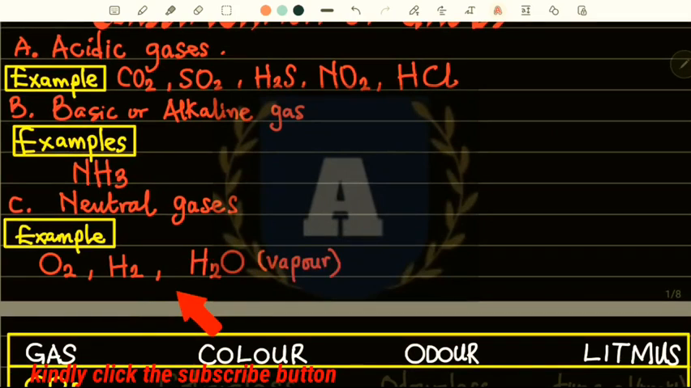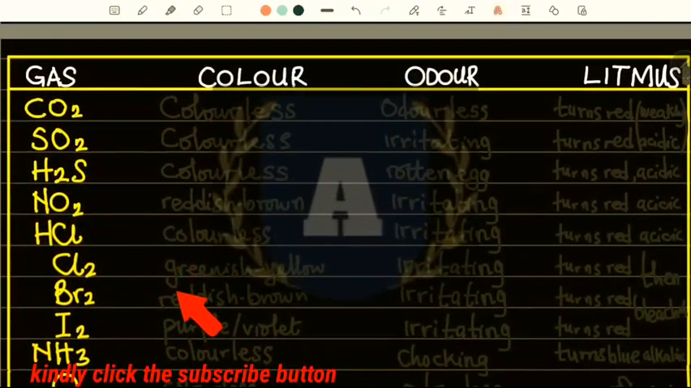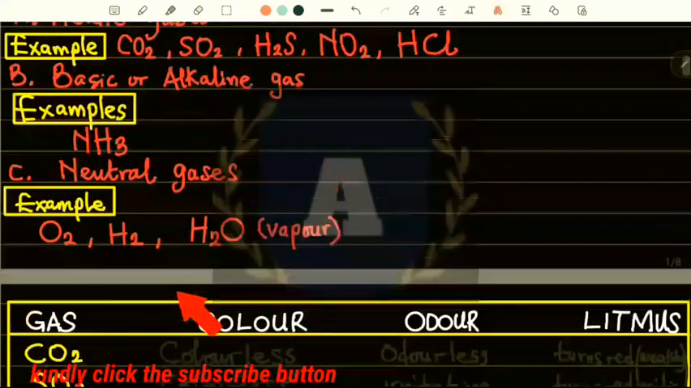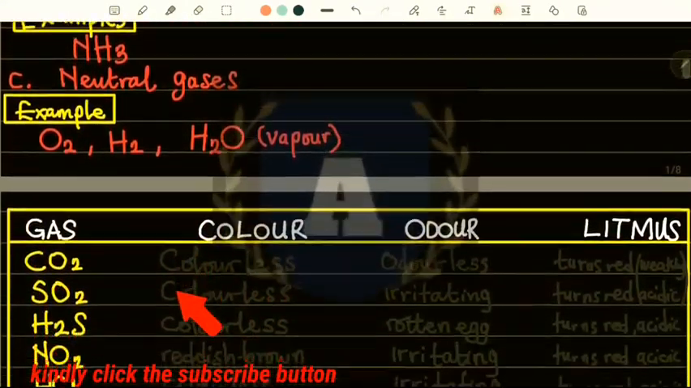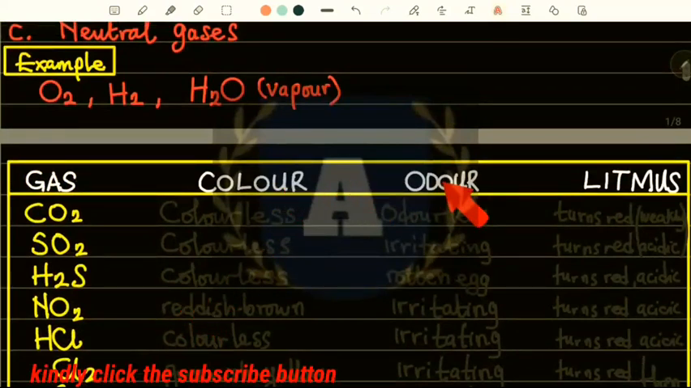So these are gases you could be asked to identify in salt analysis. Now we want to look at the characteristic features of each of these gases. We look at their color, their odor, and their action on litmus. For the first one, which is carbon(IV) oxide, it is a colorless gas.